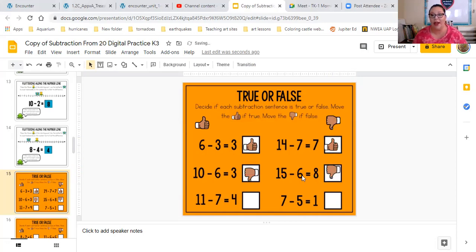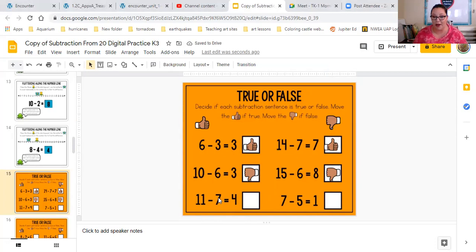We can always add the answer and the second number. And if that sum is different from the largest number, then we know that it's false. So 6 plus 8 actually equals 14. This is not the number 14, it's the number 15. So this equation is false. Okay.